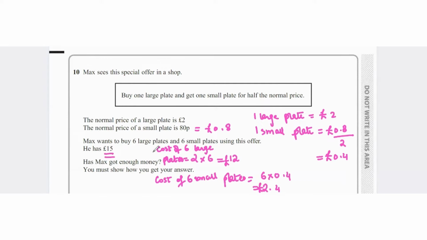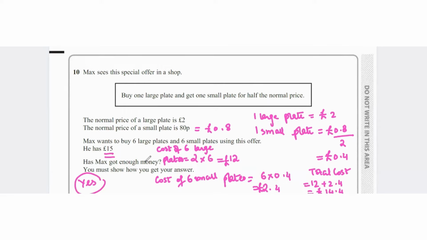So he has 15 pounds. So total cost is going to be 12 plus 2.4, which is 14.4 pounds. And as you can see, the cost is 14.4. He has 15 pounds. So yes, he has enough money.